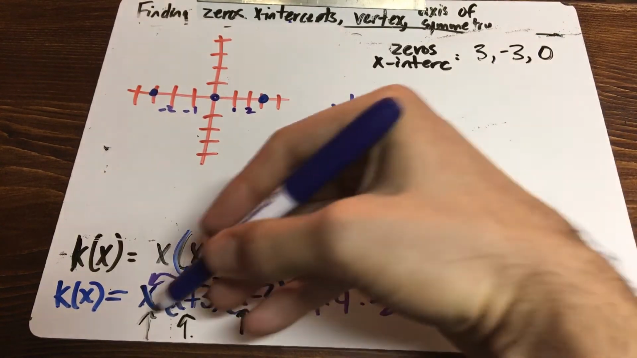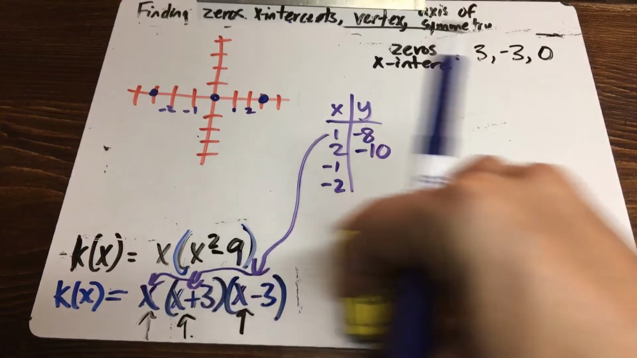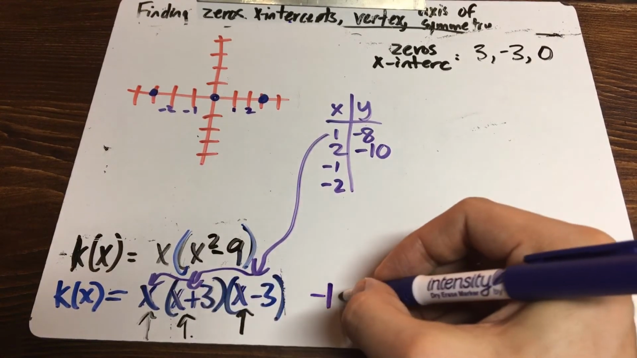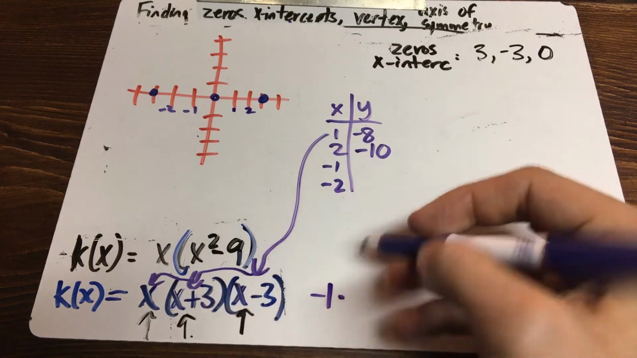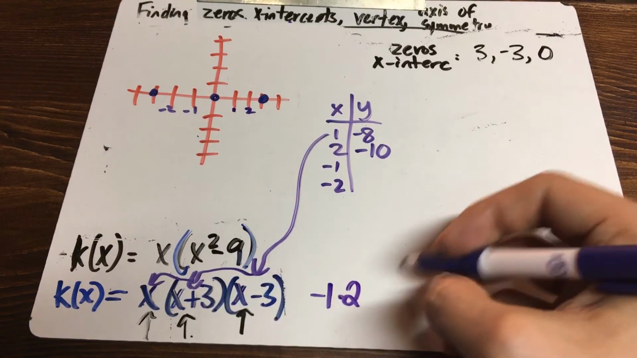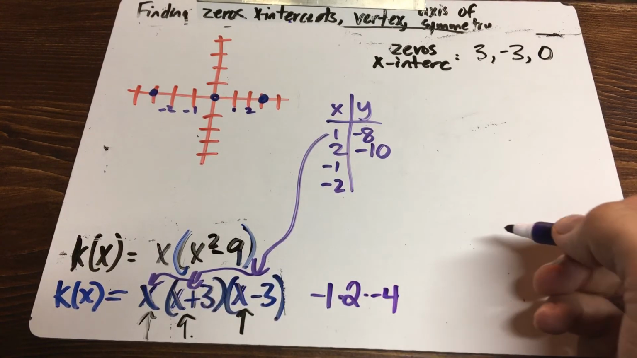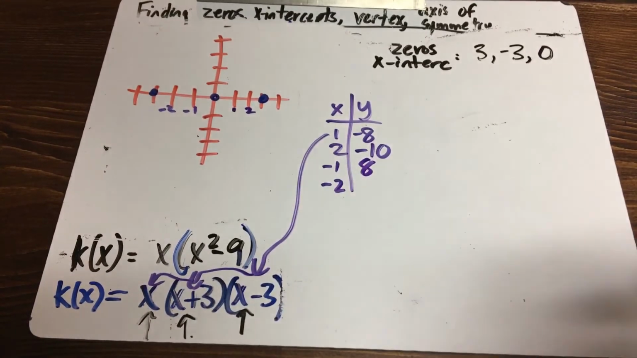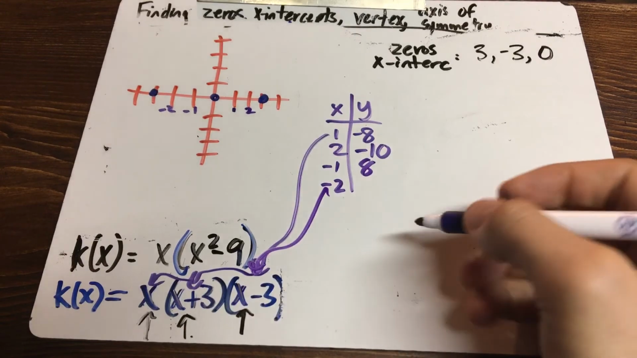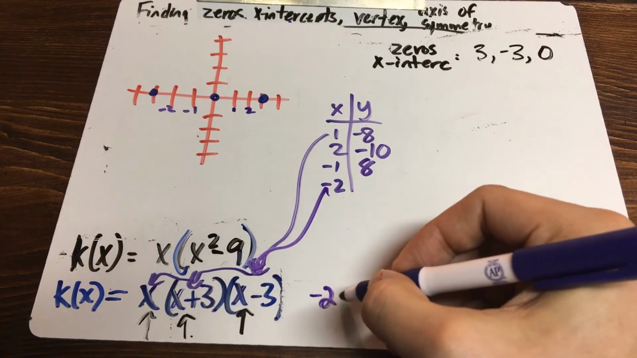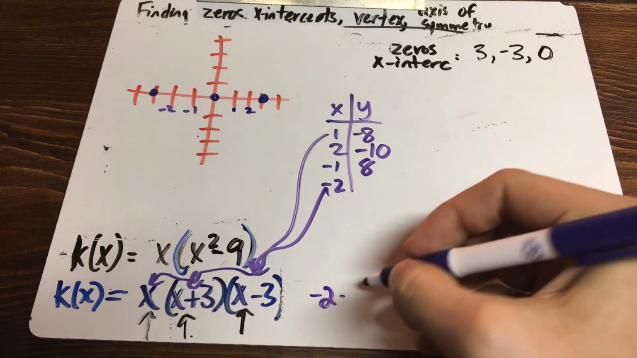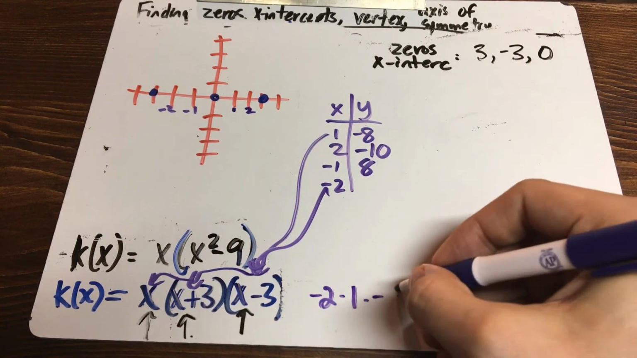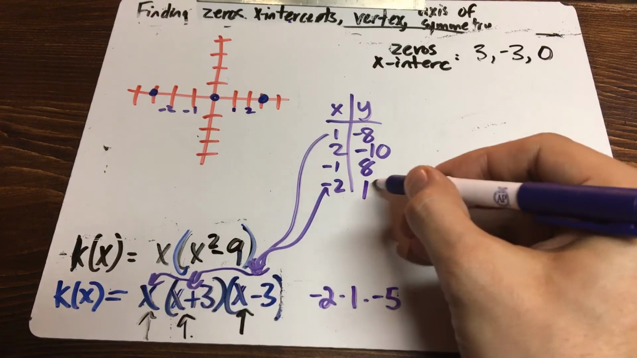And then if I put negative 1 in here, let me erase these so it doesn't confuse you. If I took negative 1 and substituted it in, it would say negative 1 times negative 1 plus 3 is 2. Negative 1 minus 3 is negative 4. And that would equal positive 8. And then for the last one, I would put negative 2 in for the x. That would be negative 2 times, let's see, negative 2 plus 3. That's 1. Negative 2 minus 3. That's negative 5, and you would get positive 10.